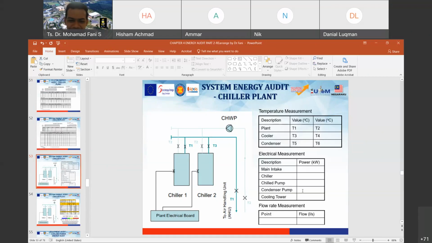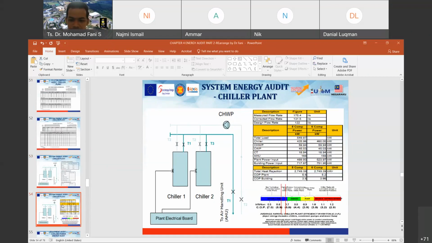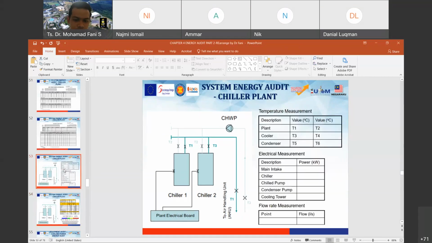So, we stop here first, because next there will need to be measurement. At least you all now know how to get the information, the main intake, whatever. Later we go to the chiller plant to look at chiller 1 and chiller 2. Okay? So we stop here. Remind me next week to explain this.